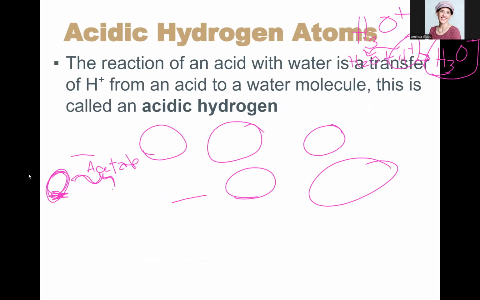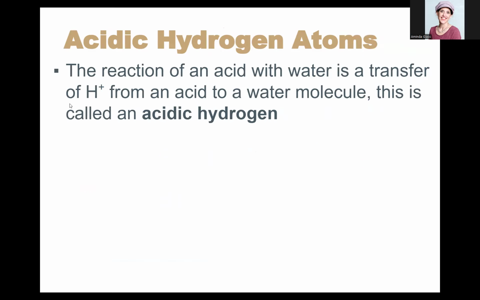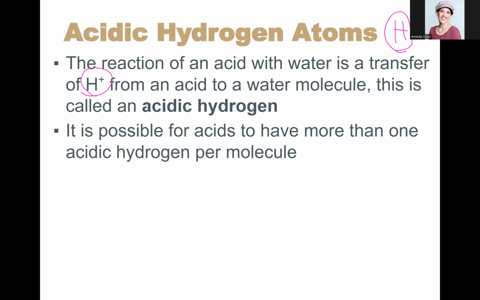Now, we have acidic hydrogen atoms, and that is that hydrogen that's out in front, like the H in HCl. That's your acidic hydrogen atom. Or in your acetic acid, that hydrogen in front is called the acidic hydrogen atom. And the reaction of an acid with water is the transfer of the hydrogen ion from the acid to a water molecule.